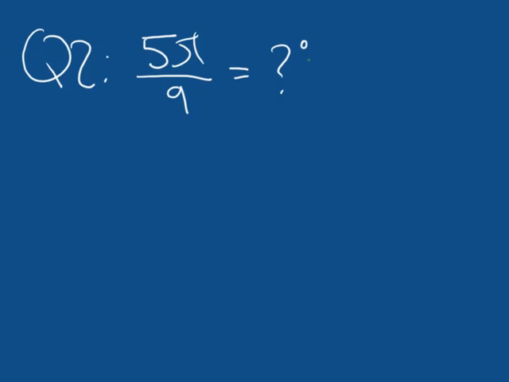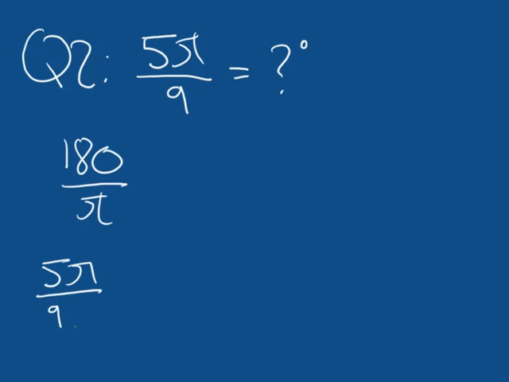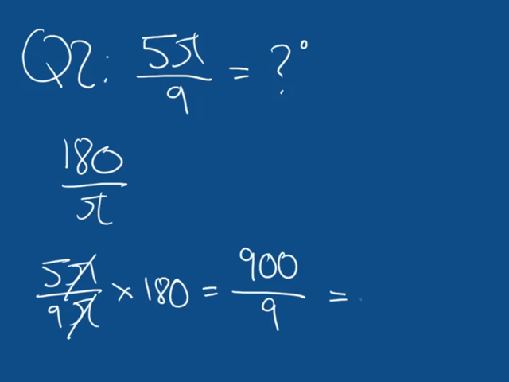Okay, welcome back everyone. So our conversion factor here to convert from radians to degrees is 180 over pi. That means we need to divide by pi and then multiply by 180. So 5 pi over 9 divided by pi, both of those pi's are going to cancel to give us 5 over 9, multiplied by 180. That's the same as, well, 5 times 180 is 900. So that's 900 over 9, which is equal to 100 degrees. So there is our answer. So 5 pi over 9 radians is equal to 100 degrees.